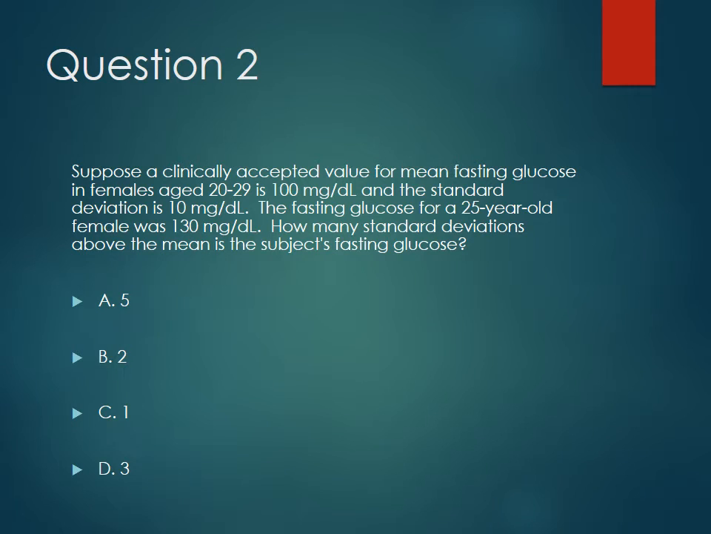Okay, so suppose a clinically accepted value for mean fasting glucose in females aged 20 to 29 is 100 milligrams per deciliter, and the standard deviation is 10 milligrams per deciliter. The fasting glucose for a 25-year-old female came back at 130 milligrams per deciliter. How many standard deviations above the mean is the subject's fasting glucose? Think three? Absolutely, so it would be 3, right? Because she's 100. One standard deviation would be 110, 120, 130. Yep, that's about the math you have to do.